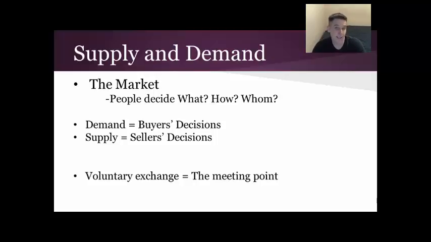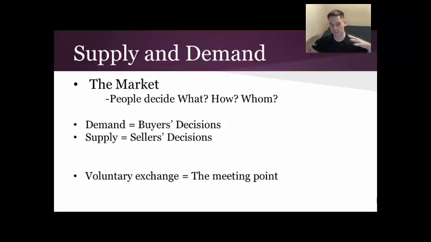So if everyone says they want a Bentley, but they're actually buying Toyotas, that means the demand for Bentleys is low and the demand for Toyotas is high because that's what people are actually buying. That's a buyer's decision, that's demand. Supply is what sellers are actually providing. Whether buyers demand it or not, what sellers are actually offering is supply.